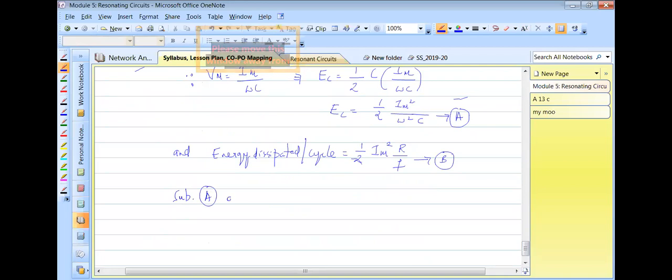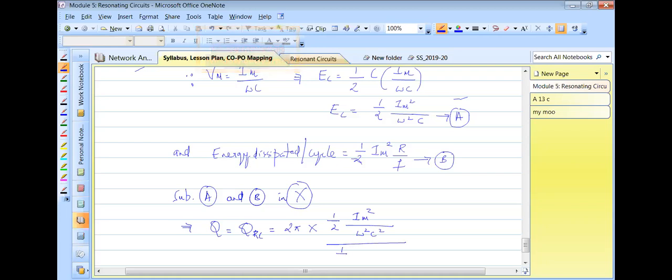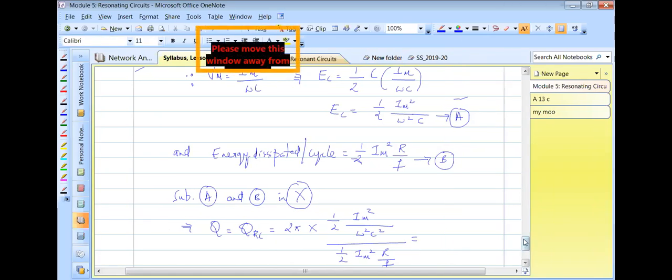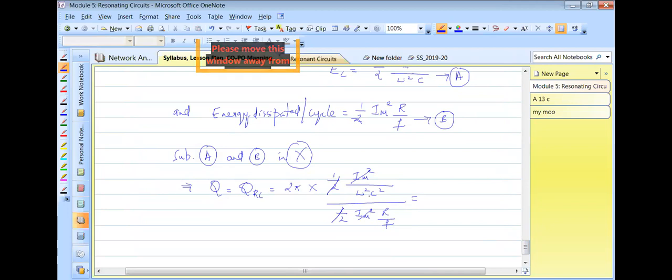Substituting A and B in X, what do we get? The quality factor of series RC circuit is given by 2 pi into energy stored in C, which is half Im squared divided by omega squared C, divided by half Im squared R by F. If you work this out, Im squared and Im squared get cancelled, and half and half get cancelled.